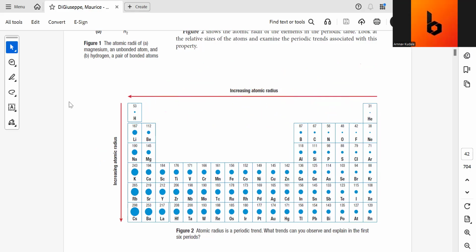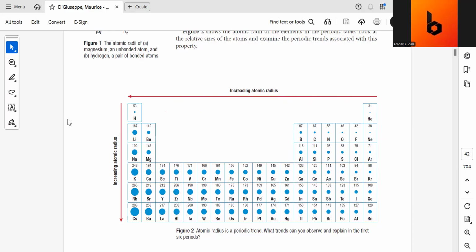So what happens as you go top to bottom in the periodic table to the atomic size? Atomic radius increases. As you go left to right, it decreases. As you go right to left, it increases. But I have a tendency of saying top to bottom and left to right.